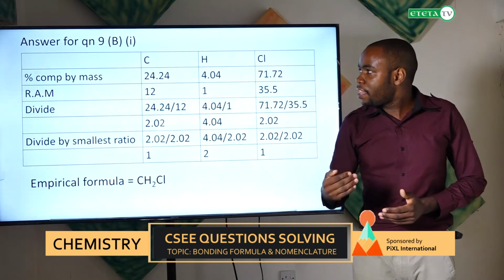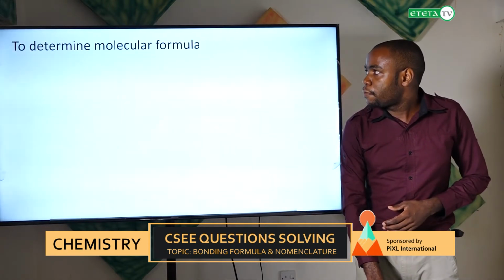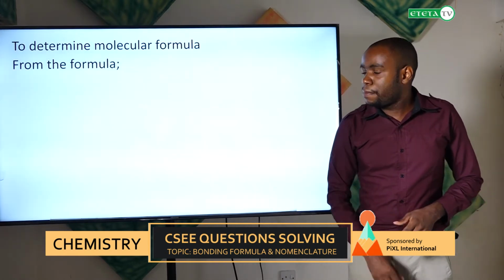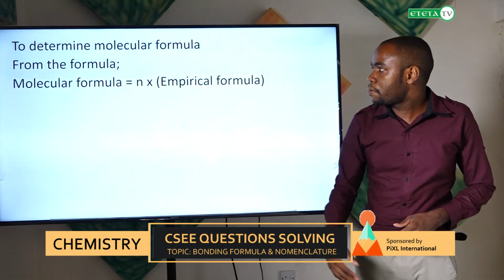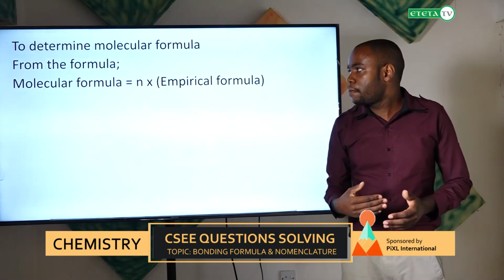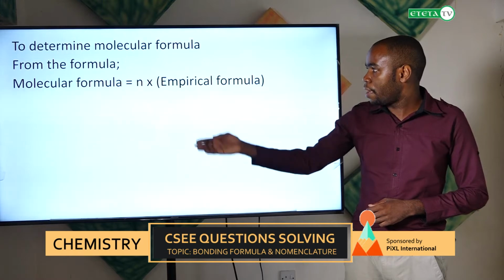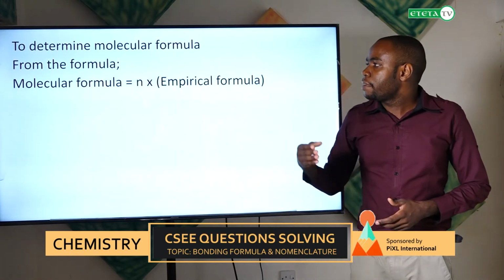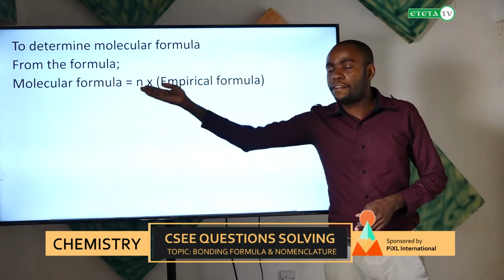Now, after obtaining the empirical formula, what follows is to find the molecular formula. How to determine the molecular formula? The molecular formula can be determined by using the following formula: molecular formula is equal to n times the empirical formula. Here you have the empirical formula, but n is unknown and the molecular formula is unknown. So you have to find first the value of n.